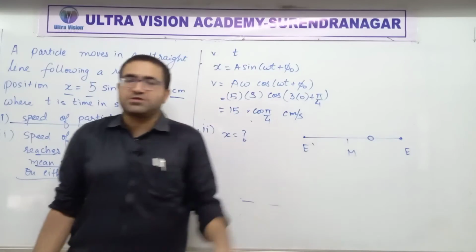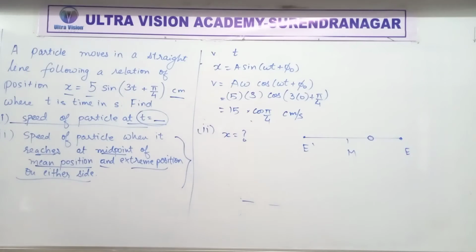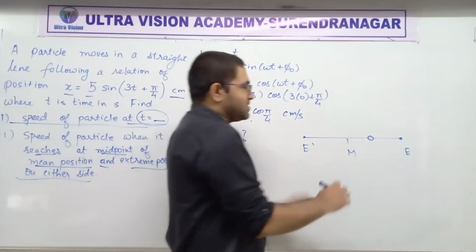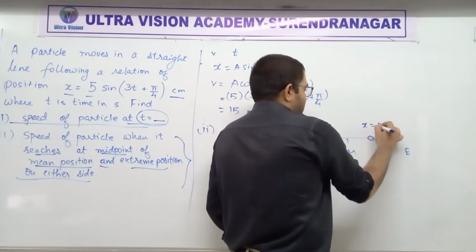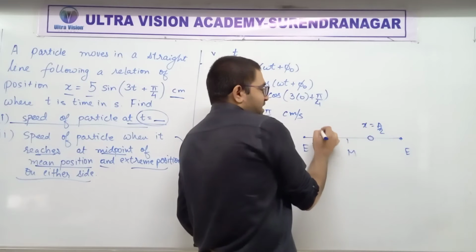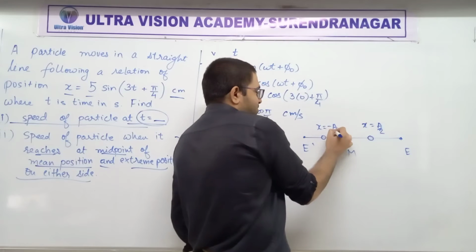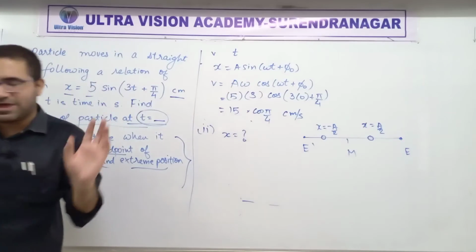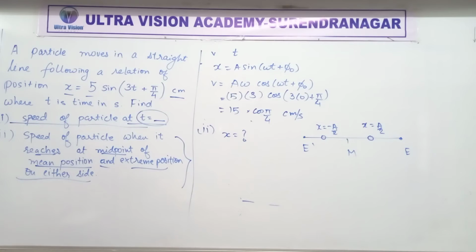The answer will not change. Don't worry about it. Understood or not? Right here in the middle. So this will be x equal to plus a by 2. If you take it on this side, then it will be x equal to minus a by 2. Clear or not clear? Any one of them will do. Got it?